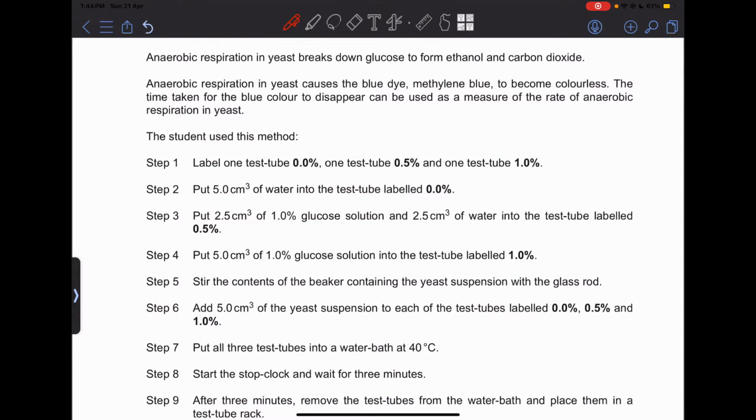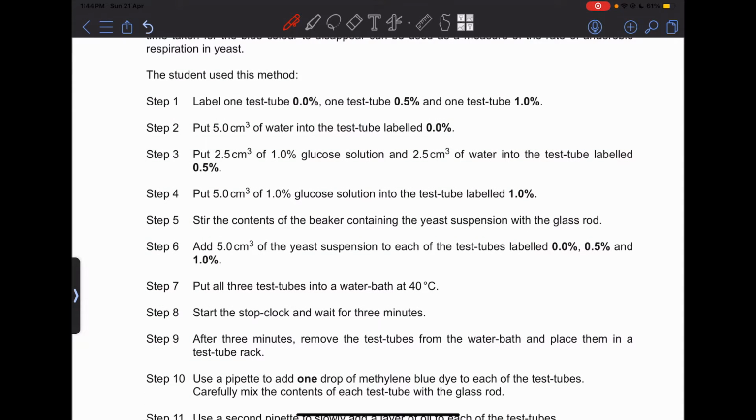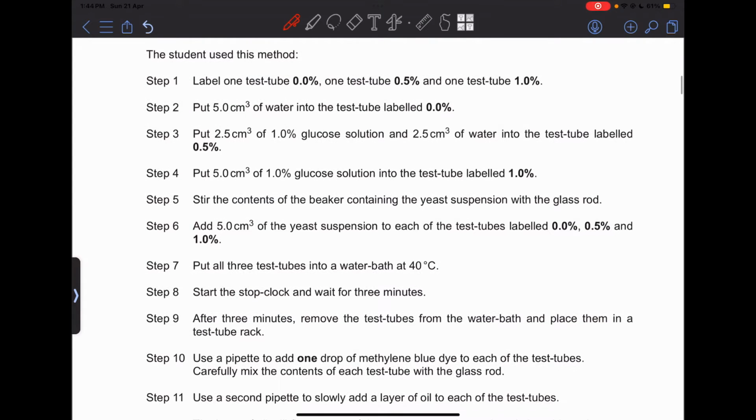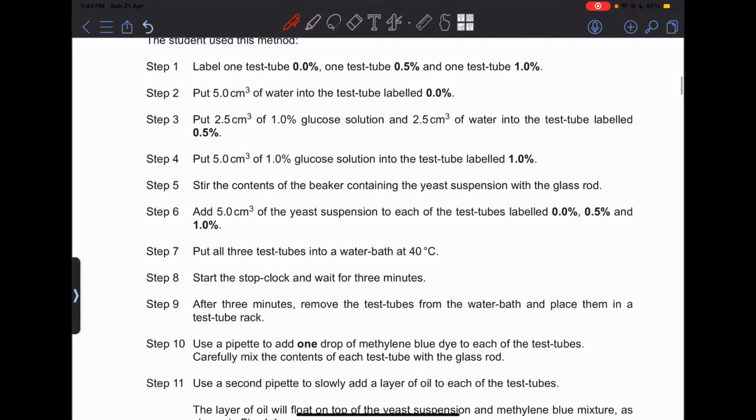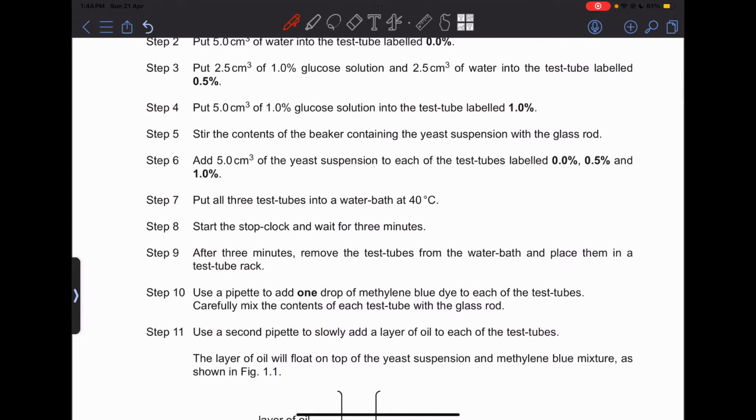Anaerobic respiration in yeast causes the blue dye, methylene blue, to become colorless. The time taken for the blue color to disappear can be used as a measure of the rate of anaerobic respiration in yeast. The student used this method. Label one test tube 0.0%, one test tube 0.5%, and one test tube 1%. Put 5 centimeter cubed of water into the test tube labeled 0%. Put 2.5 centimeter cubed of 1% glucose solution and 2.5 centimeter cubed of water into the test tube labeled 0.5. Put 5 centimeter cubed of 1% glucose solution into the test tube labeled 1.